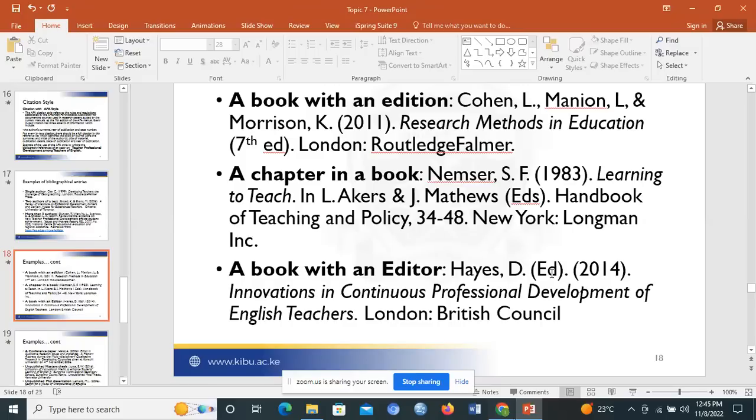And it also has S. Only one person, then it is E. We move on to the title, the city of publication, and the publisher.